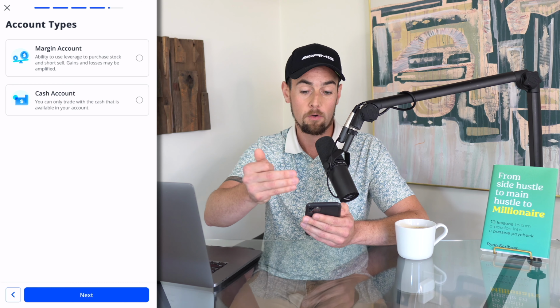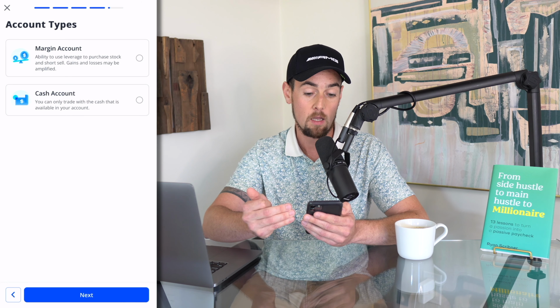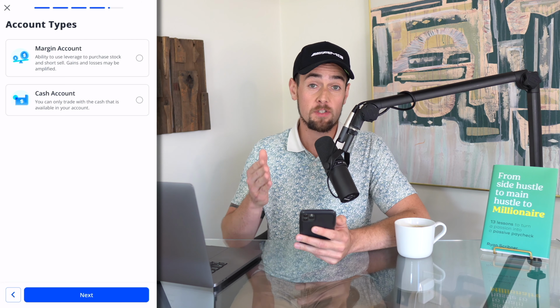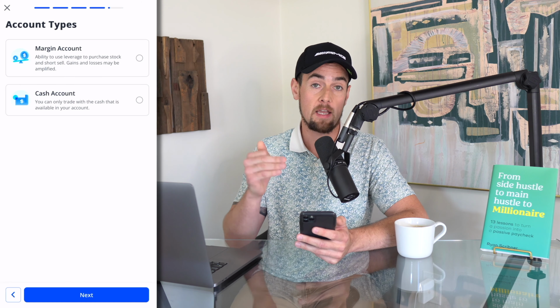And now you have a very important decision to make of whether or not you want to open a margin account or a cash account. So let's go ahead and explain the difference now. Just to keep things simple, for 99% of people, they're going to want a cash account.